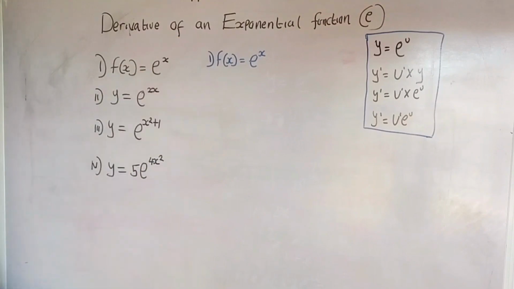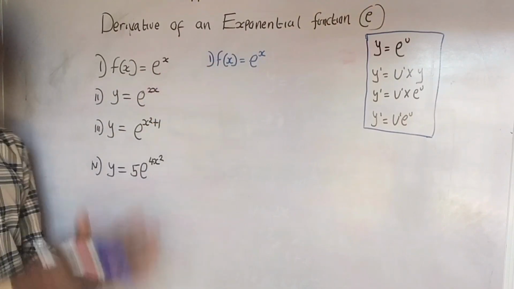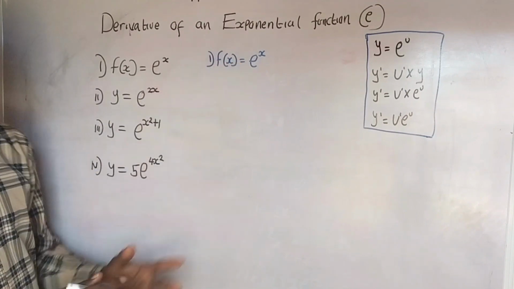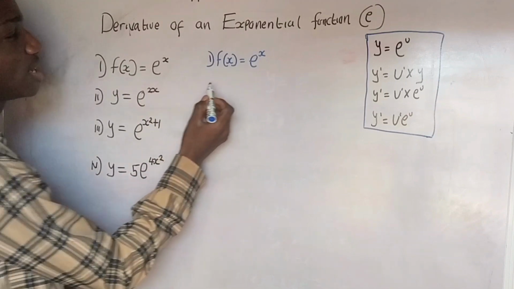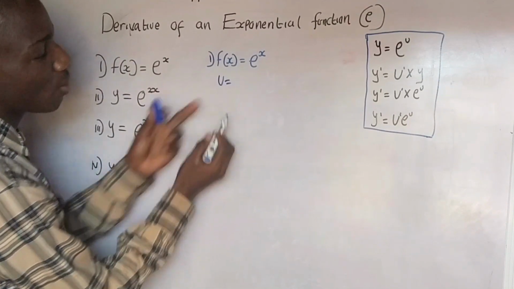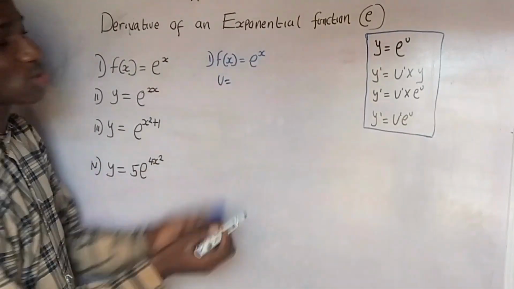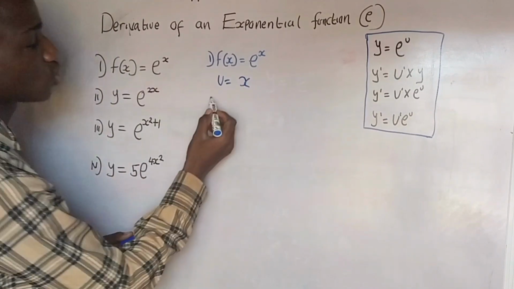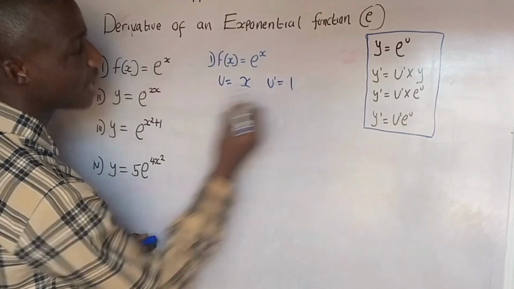We have question number 1. f of x is equal to e^x. Don't forget the procedure. The first thing is to focus on the power to which the Euler's constant is raised. In that case, u is equal to the power to which the Euler's constant is raised. So u is equal to x. From the formula, I need the derivative of u. So I'm going to take the derivative of u. u' is equal to 1.